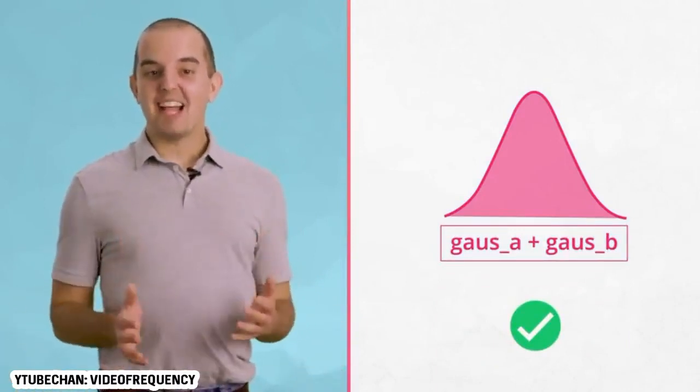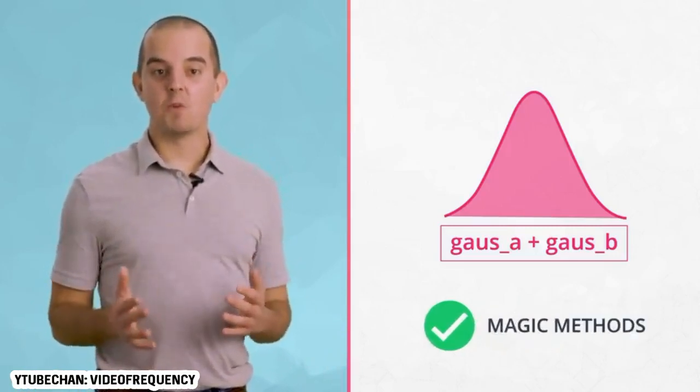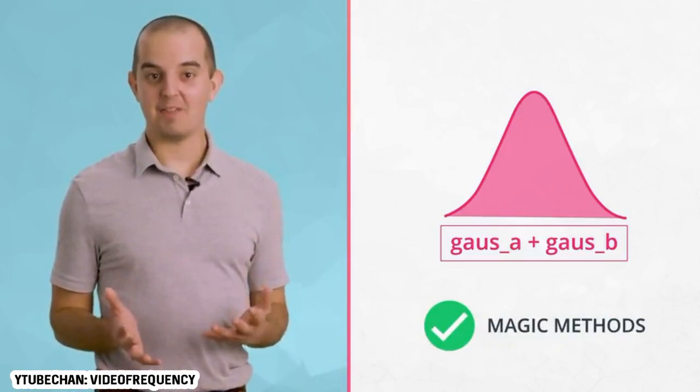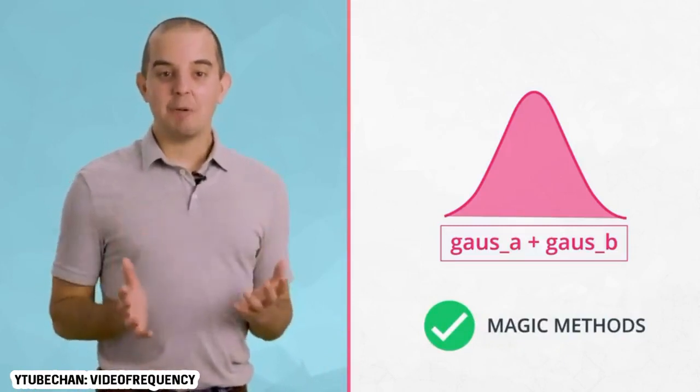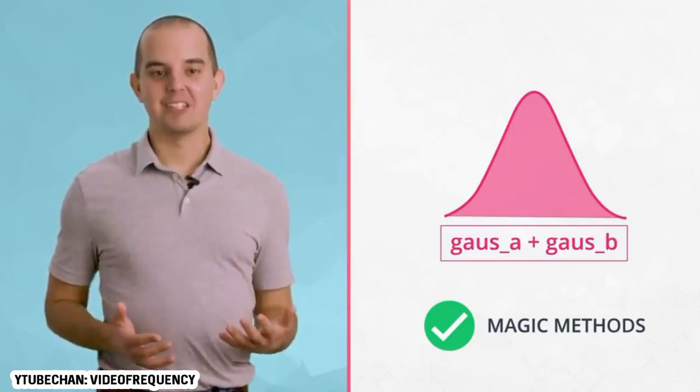Well, Python has a feature called magic methods that are specifically for overriding default Python behavior. And in the next part of the lesson, you'll practice writing magic methods.